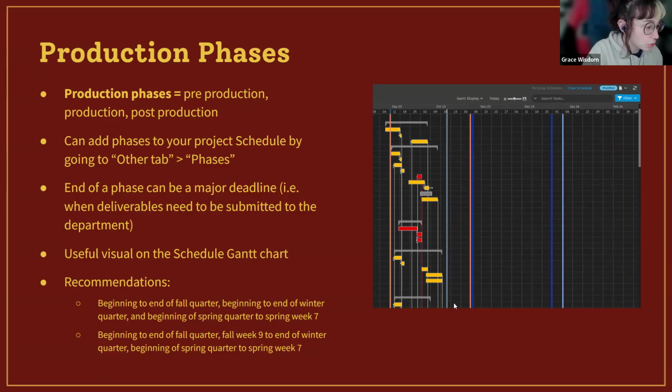Like these two orange bars, that's the fall phase. And then these two dark blue bars are winter phase. That light blue extended into that way is actual winter quarter phase, that kind of thing. And then for recommendations, let's see, beginning to end of fall quarter, beginning to end of winter quarter, beginning of spring quarter to spring week 7. So essentially just making sure that the logic of when those phases end best works for you and your crew and when things need to get done.